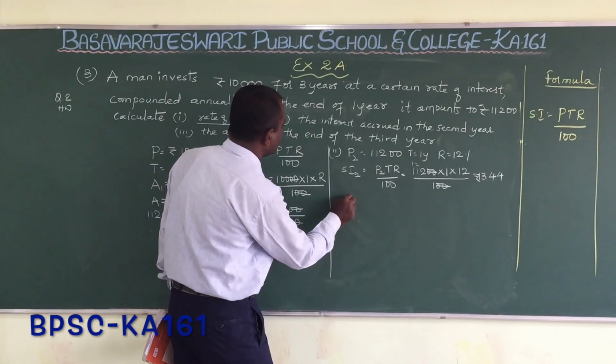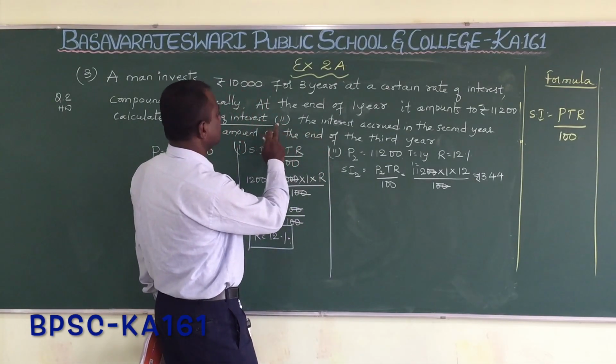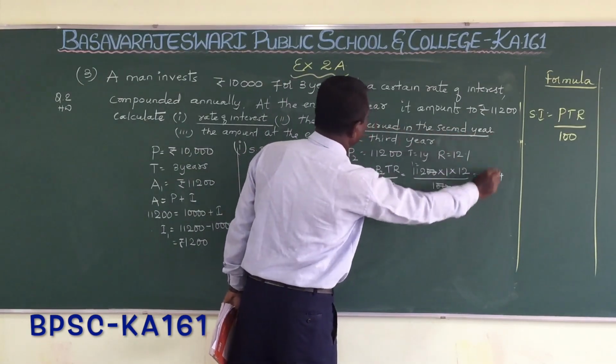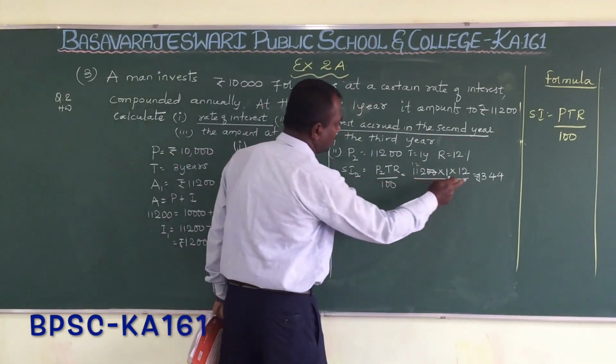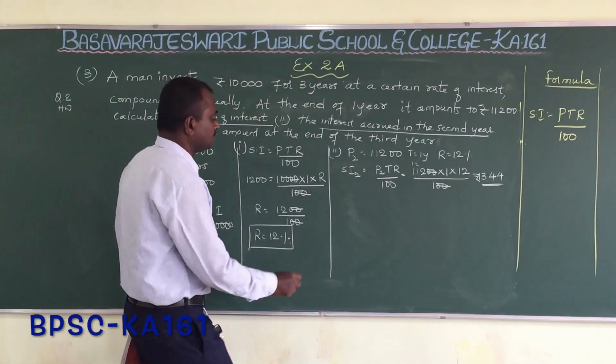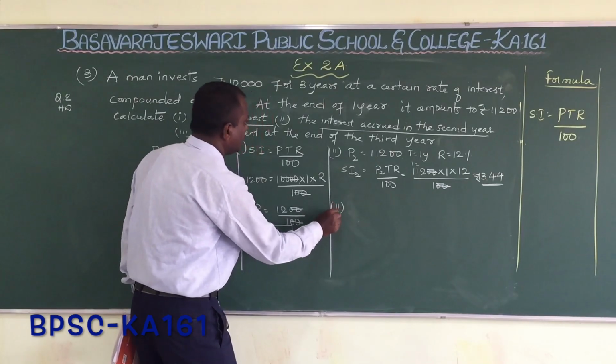Now what is the question they are asking? They are asking the interest accrued in the second year. So we got the answer. Interest accrued in the second year is 1,344.